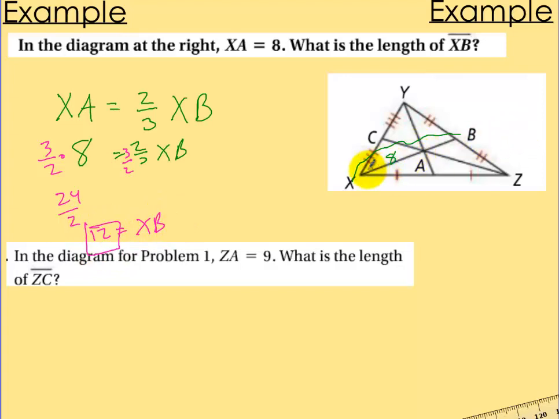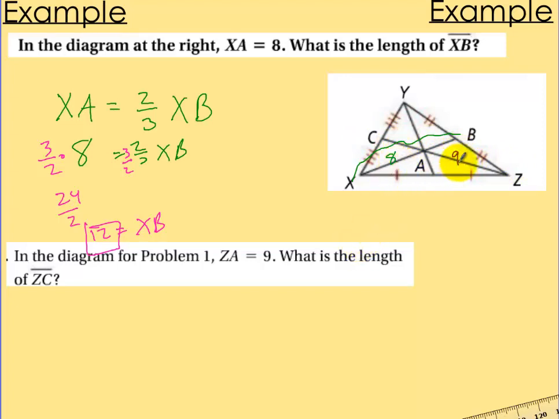Another way to think of that: you may be able to eyeball this. 8 is 2/3 of the whole thing, and that means just multiply it by 50%, so it's going to be 12. Anyways, next diagram, problem 1, ZA equals 9. Let's do that in a different color. ZA equals 9. What is the length of ZC? Well, ZA is going to be the bigger part, and ZC is going to be the smaller part.